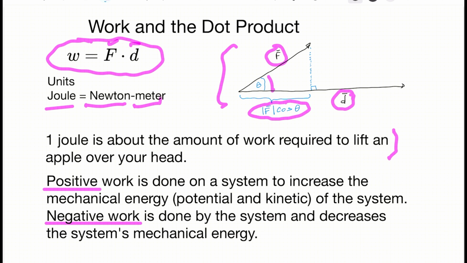Now, negative work is done by the system and decreases the system's mechanical energy. A softball or soccer ball is rolling on the grass, and it comes to a stop. What has happened there is the kinetic energy of the ball has been converted into mechanical energy by bending the grass, which turns into heat and motion. So you've taken the kinetic energy of the ball and turned it into heat energy or mechanical energy. So that's the work done by the system, and it decreases the system's mechanical energy. Now the ball has zero kinetic energy.